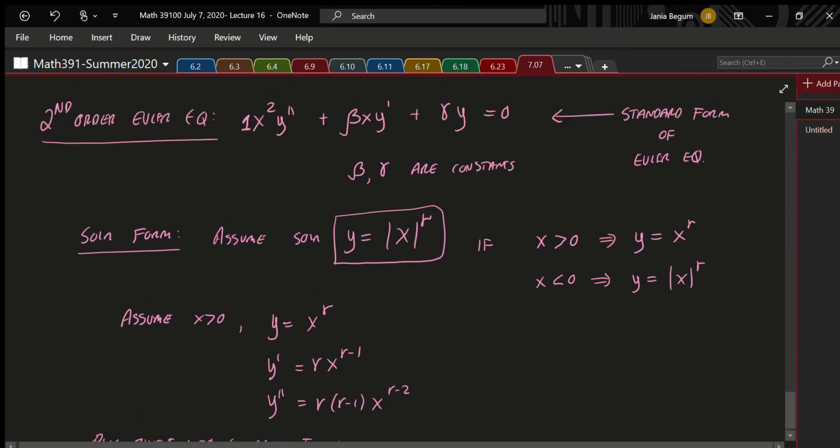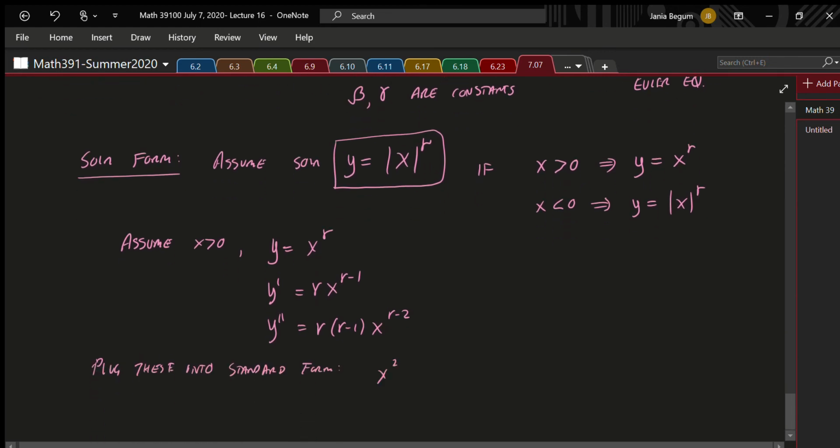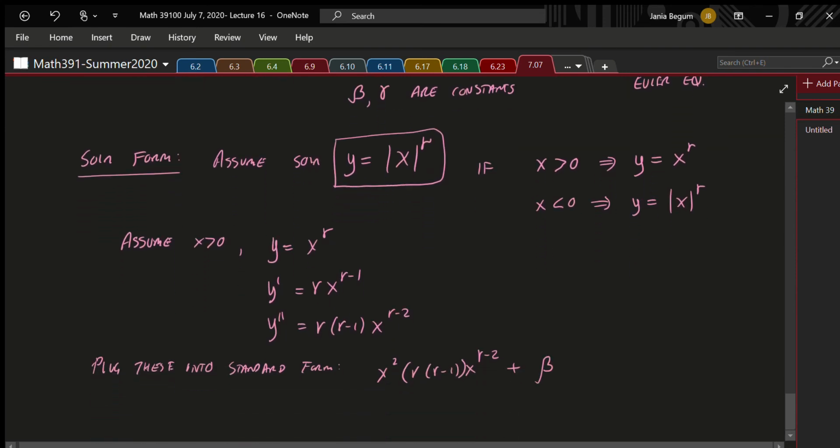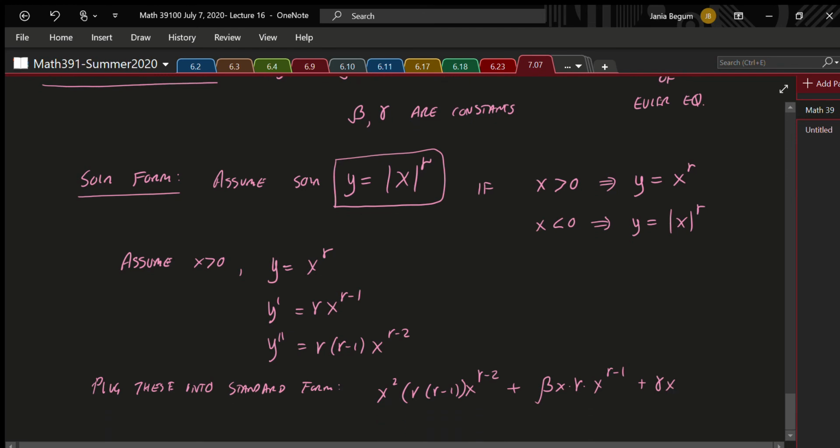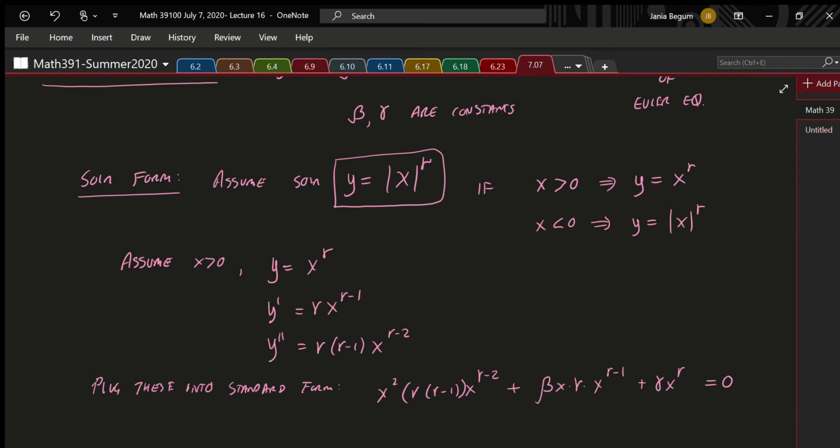We have x squared times y double prime. Well, that's going to be r times r minus 1 times x to the r minus 2. And then plus we have beta x times y prime. That's going to be r times x to the r minus 1. And then the last term we have is gamma times y. So that's plus gamma times x to the r, equals 0. So we assume that's the solution form. We computed its derivative. Now plug everything into the given equation, which was the standard form of the Euler equation.